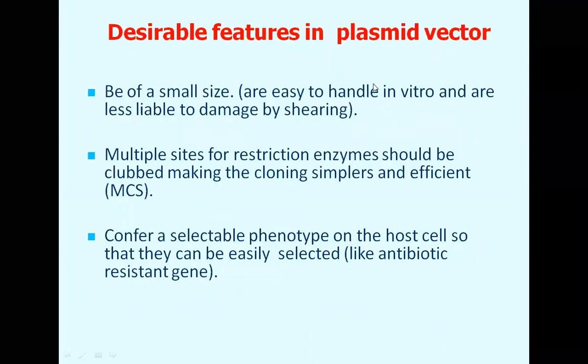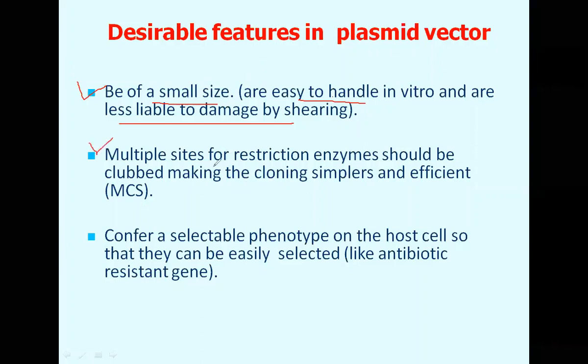Now, for a plasmid vector, what are the desirable features? Obviously one would like the plasmid vector you are using for cloning the gene of your interest to be of small size, so that you can handle it easily and it is less liable to damage by shearing. A big plasmid like the Ti plasmid is very difficult to handle. So usually an ideal expression vector would be one which is smaller in size, so that it can be handled easily, and you need to use a suitable promoter. So we'll come to that.